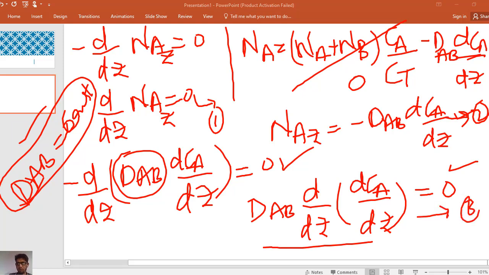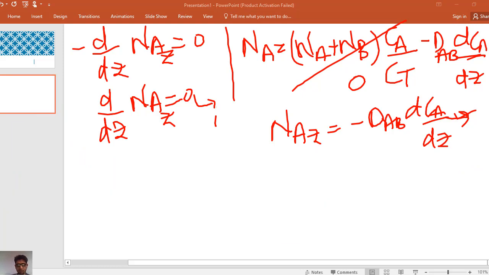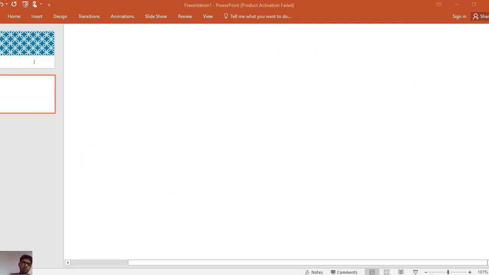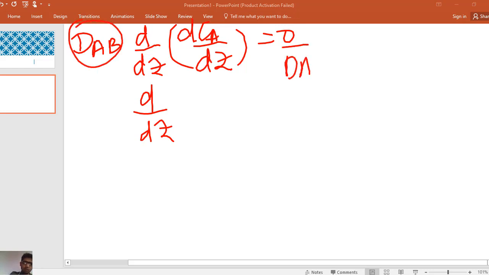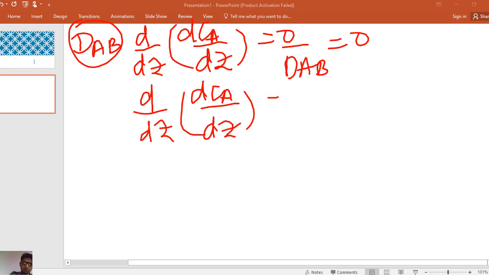Suppose this is equation number 3. From equation 3, DAB d by dz dCA by dz is equal to 0. Further simplify: divide both sides by DAB. DAB comes to the right side and it will be equal to 0. So d by dz dCA by dz is equal to 0.